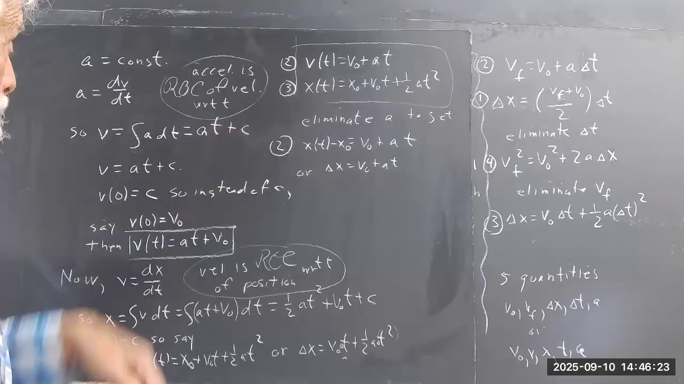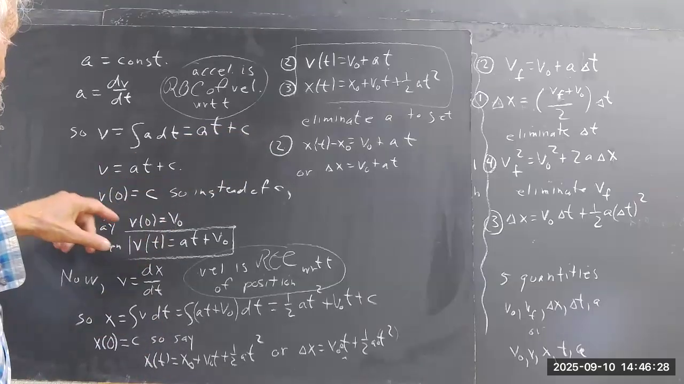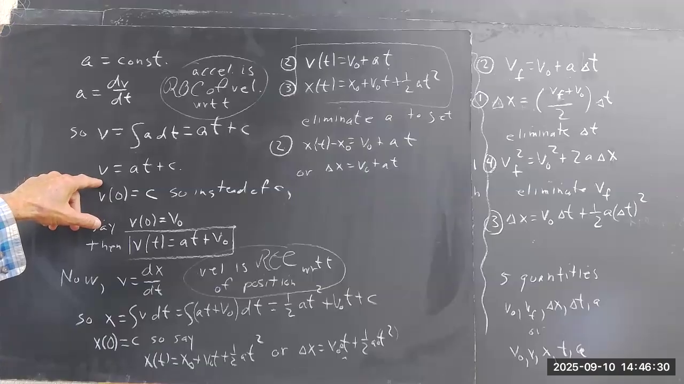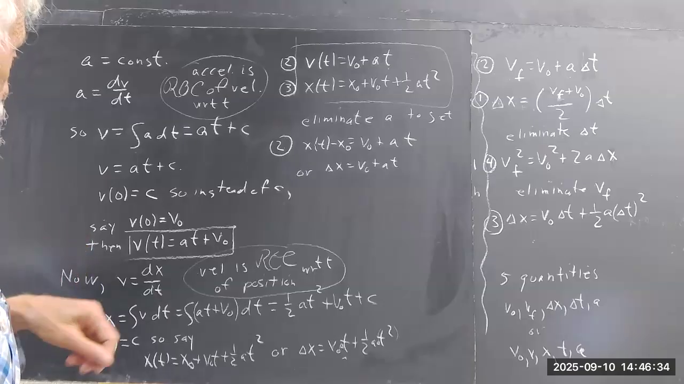Anyhow, it's real easy to integrate A dt when we know that A is constant. We just get AT plus an integration constant. So V is AT plus C. Now this would be velocity as a function of time. Okay, so we could write V of T here if we wished.